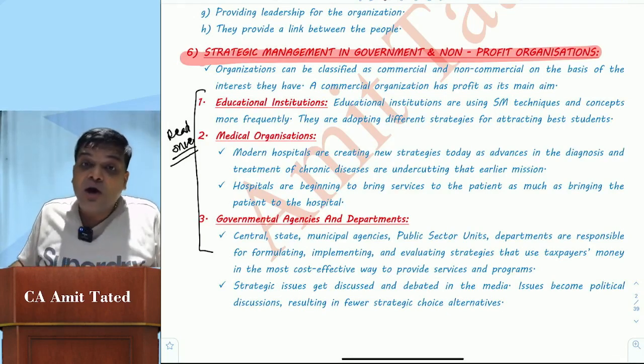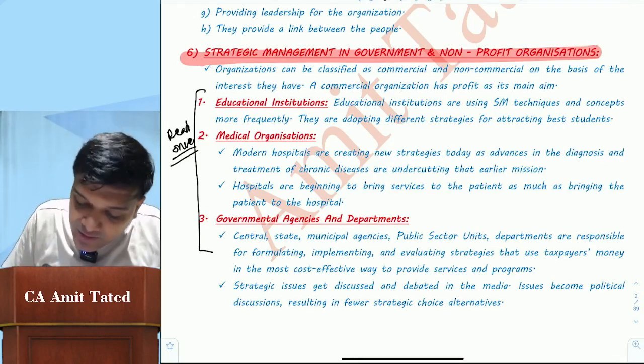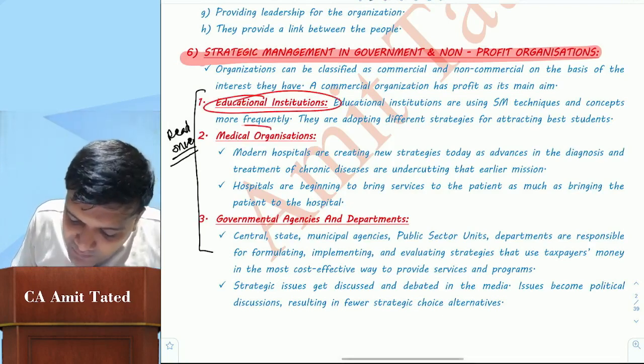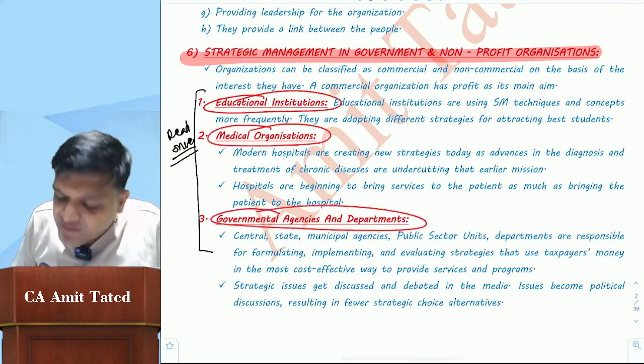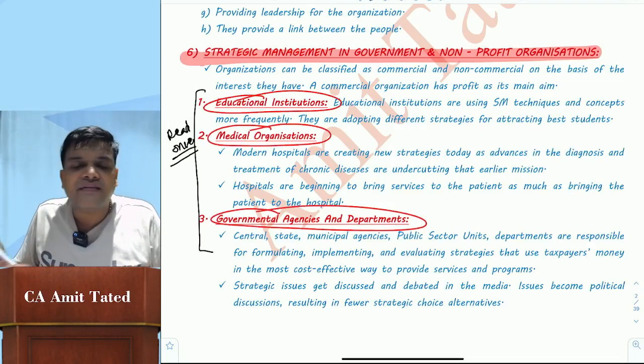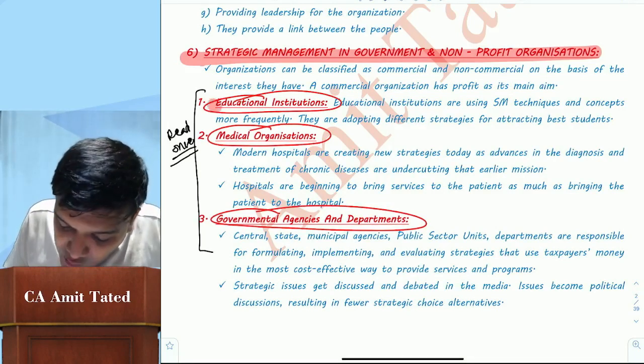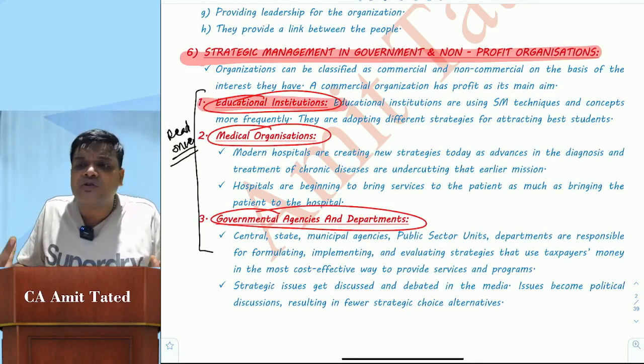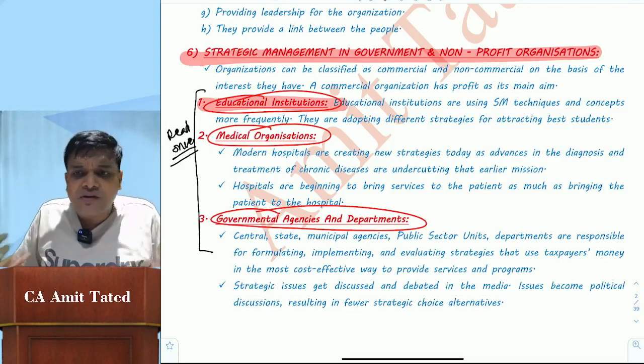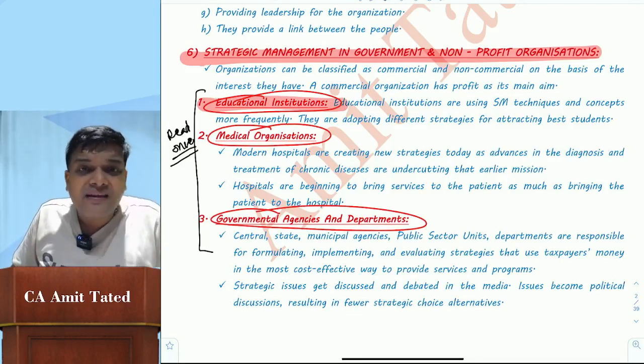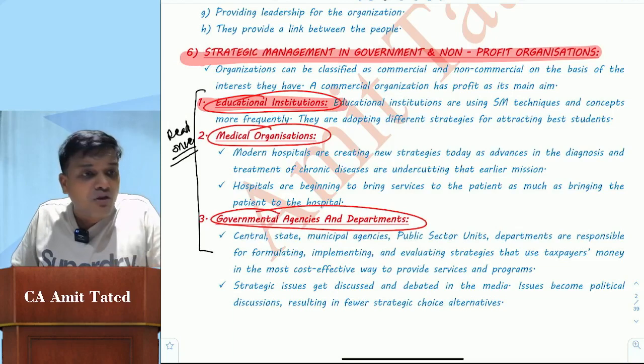The answer is yes. They have given 3 examples. Make sure you understand them: one is educational institutions, one is medical institutions, and one is government agencies and departments. Just read this answer slowly. Educational institutions means universities. Nowadays universities are focusing on competition, and they are also using strategic management.